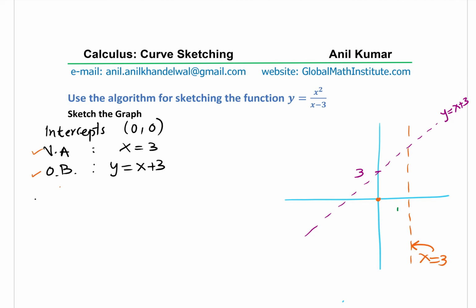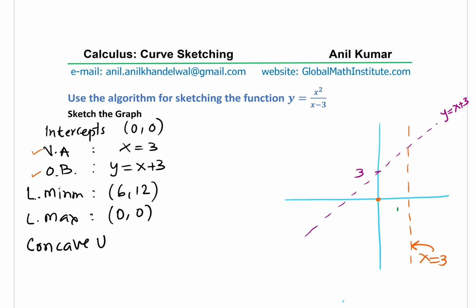We got a local minimum and we have a local maximum. Local minimum was at 6, 12, local maximum was at 0, 0. And we also found concavity, concave up and concave down. As far as concave up is concerned, it was from 3 to infinity, and concave down was from minus infinity to 3. At 3 we have a vertical asymptote, right?